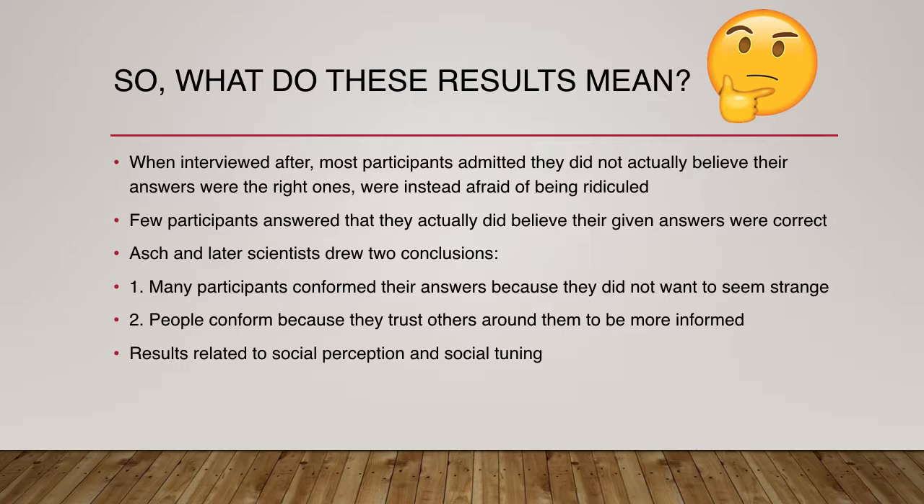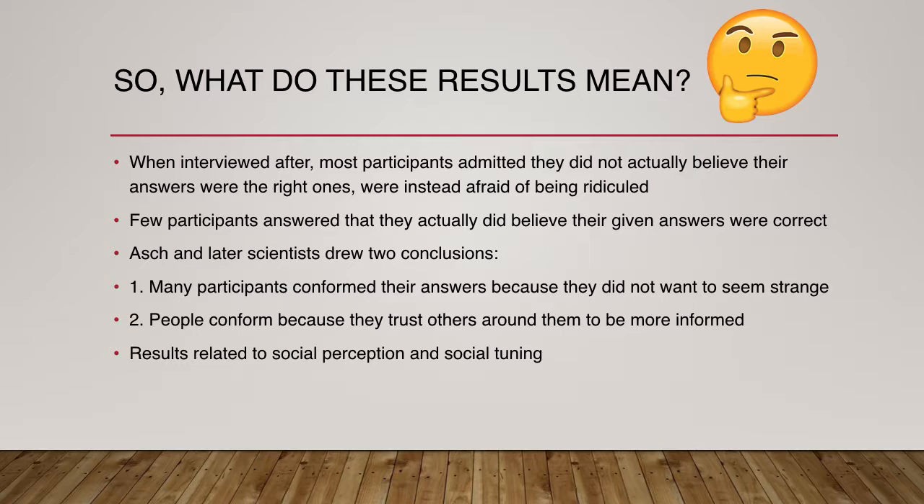So, what do these findings mean? After the experiment, when the real participants were told the truth, they were interviewed and asked if they truly believed that the answers they chose were correct. Most of the participants admitted that they did not actually believe their answers were the right ones, but were instead afraid of being ridiculed for choosing an answer different than the answer everyone else in the room had chosen. However, a few of the participants answered that they actually did believe their given answers were correct. This led Asch and later scientists to draw 2 conclusions.